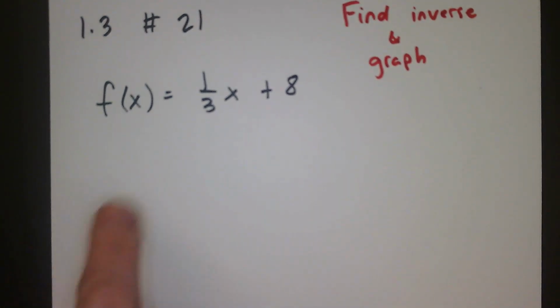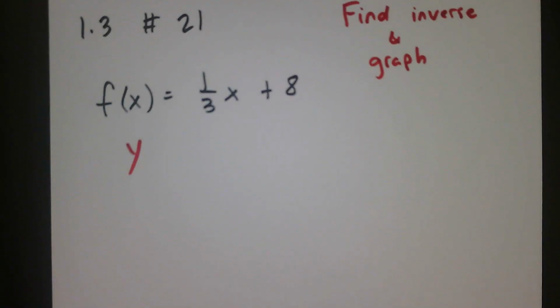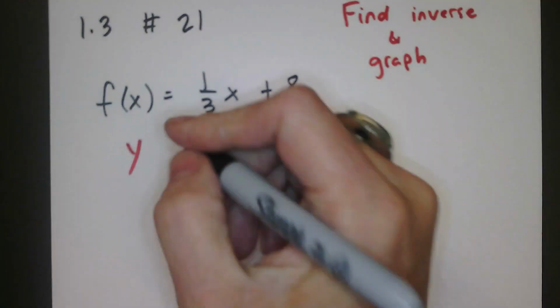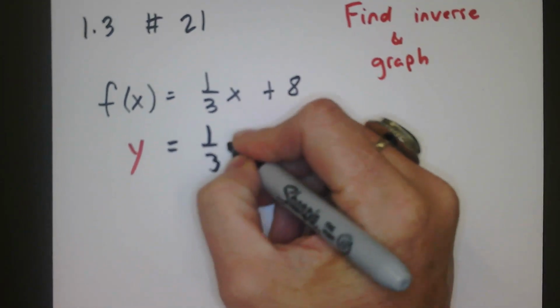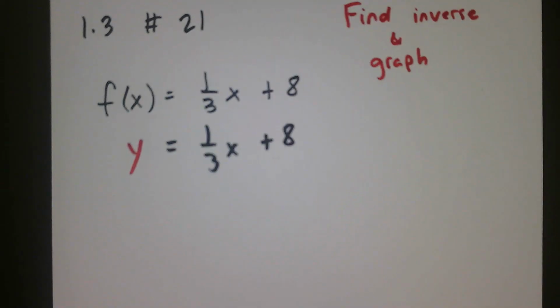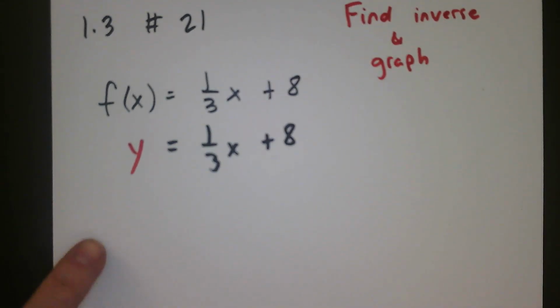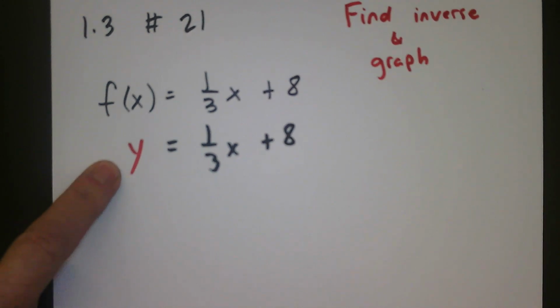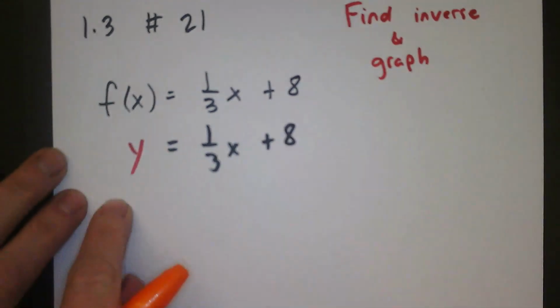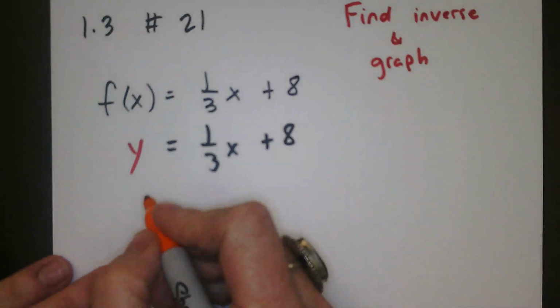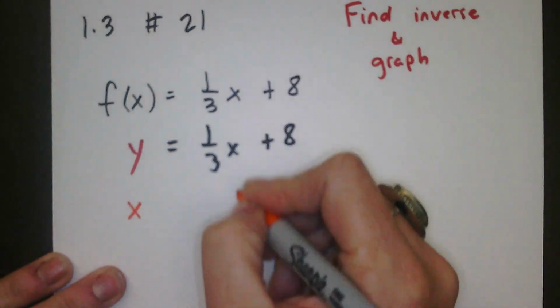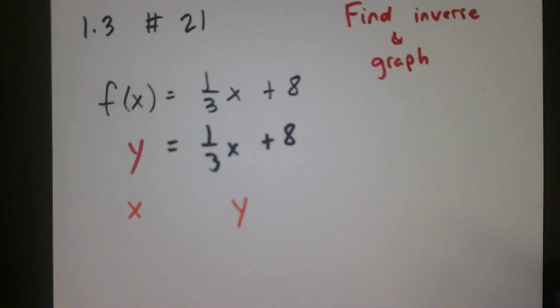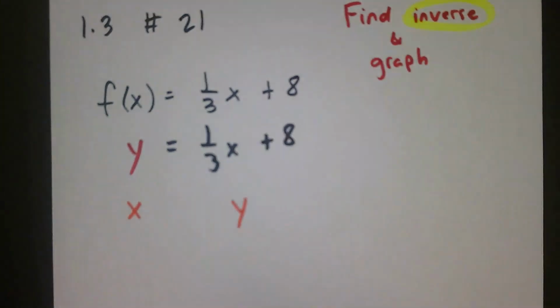Okay, first thing we want to do is get it out of function notation. So I'm going to replace that f of x with y. It's going to make it a lot easier to do algebra on the equation. Next thing, we got to swap it. This y becomes an x, this x becomes a y. When we are doing the inverses, we are basically just swapping out our x's and our y's.